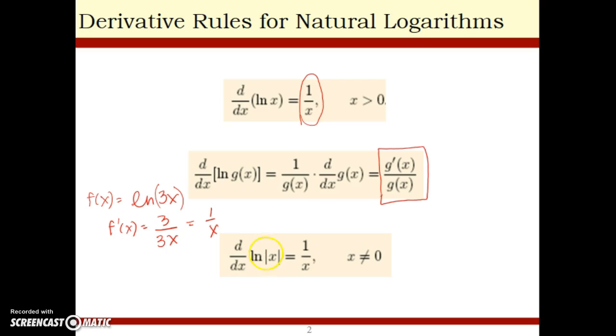And then lastly, the derivative of the natural log of the absolute value of x is 1 over x, with the restriction that x cannot equal 0. And we'll talk a little bit more about that later on.